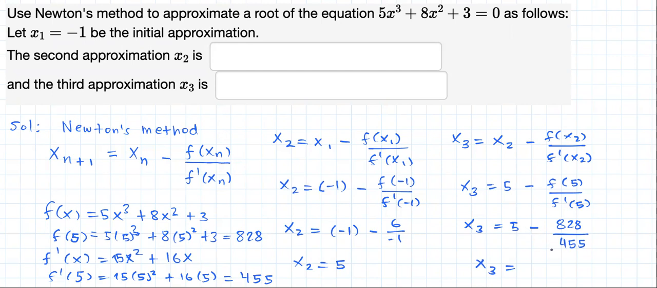This, when you compute it in your calculator, should give you the following: 3.18021978, right? And this is supposed to be a new solution that, compared to this one, 5, is an improvement, right?